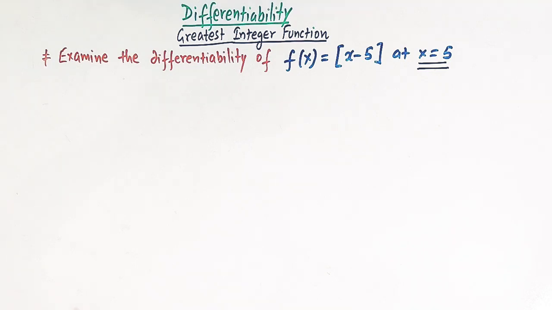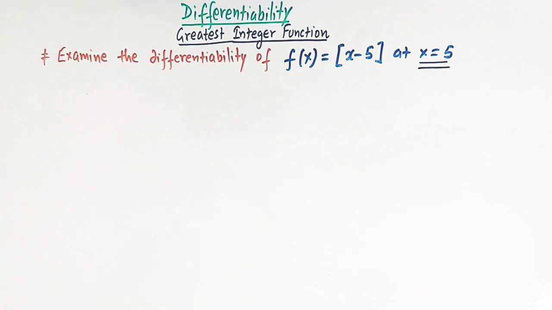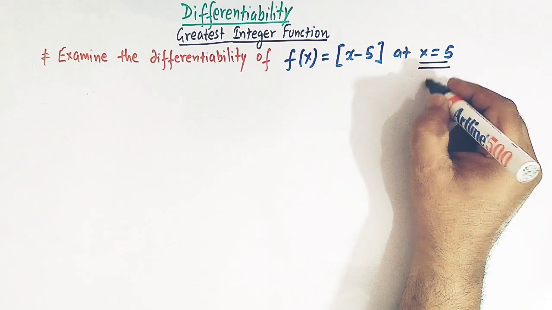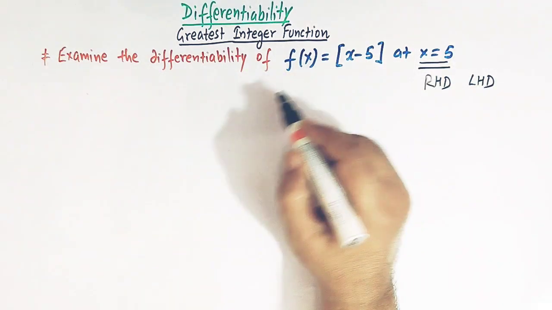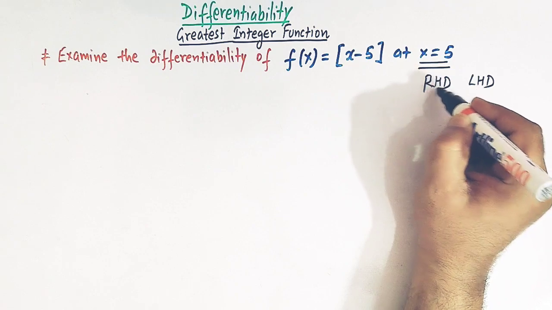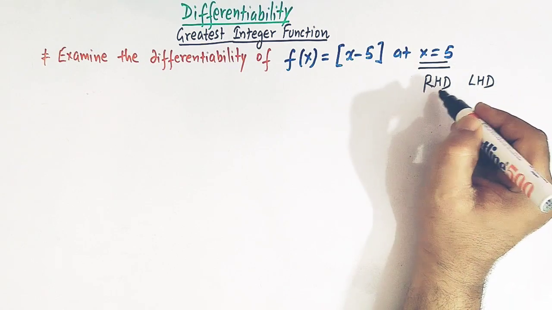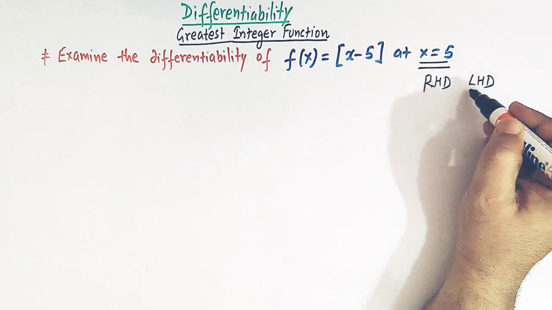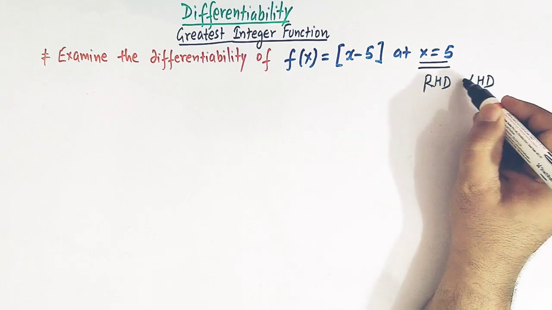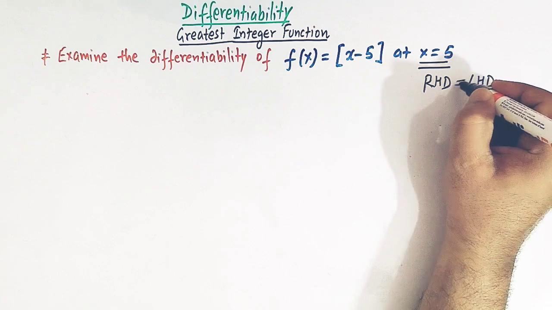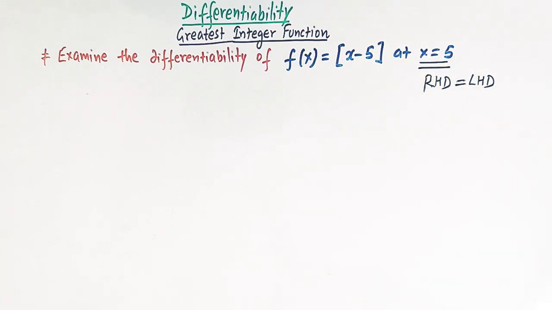So let us start. Viewers, while proving the differentiability of any function, we find the right hand derivative and the left hand derivative of the given function at the given point. We see whether the right hand derivative exists, and similarly whether the left hand derivative exists, and if they exist, are finite and equal, then we can claim that the function is differentiable. So in this problem also we'll find the right hand derivative and the left hand derivative.